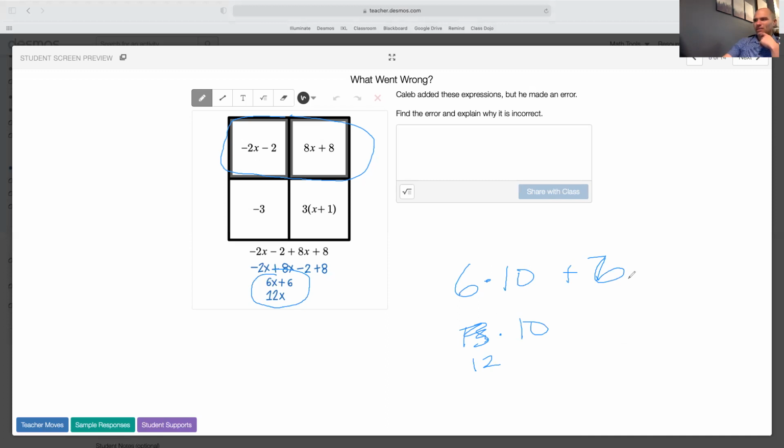Well, 6 times 10 is 60 plus 6 is 66. But 12 times 10 is 120. So you can't take this singular number and add it to this number that's like multiplying by the variable, the coefficient as we call it. Doesn't work out that way.